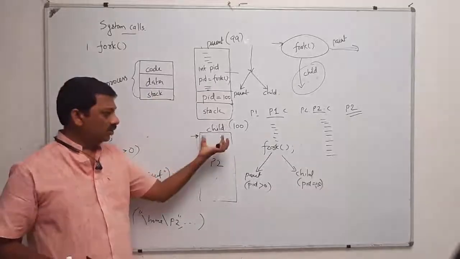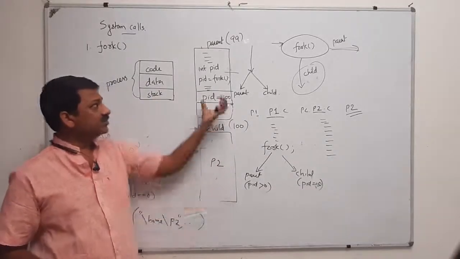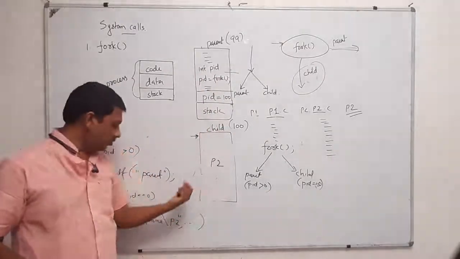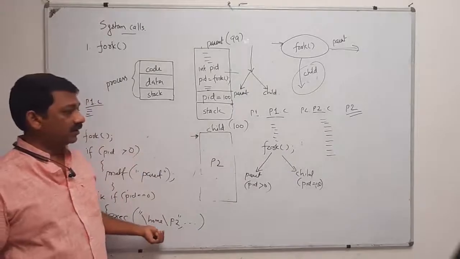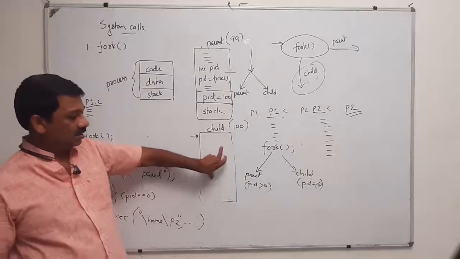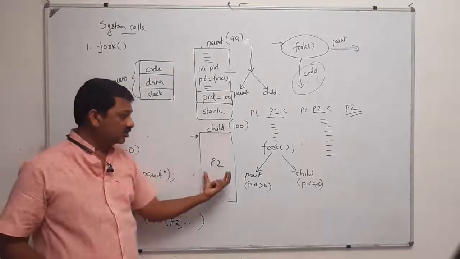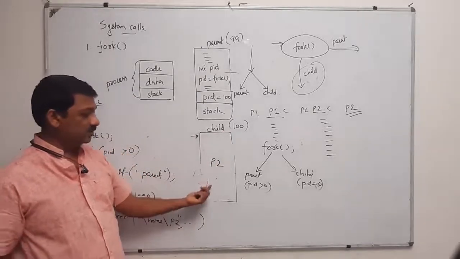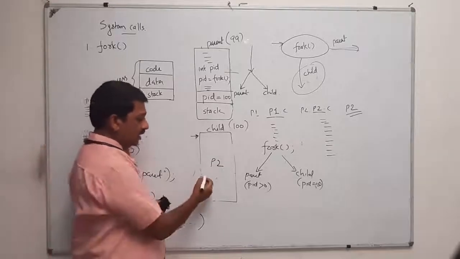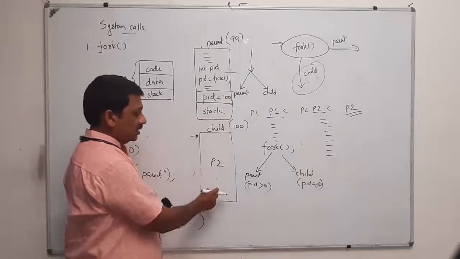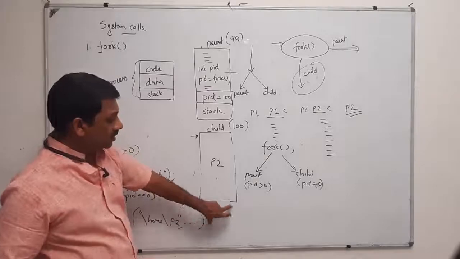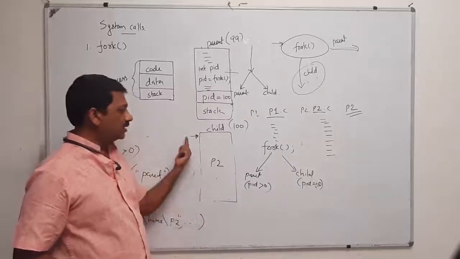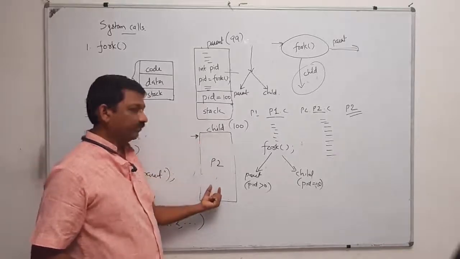That means you have created a child process which is an exact replica of the parent, and in the child process, if you are calling this exec function, what will happen? The contents of this child is replaced by this P2. Now this P2 has code area, data, stack area, etc. That is loaded into the area reserved for the child, and it starts execution from the start.